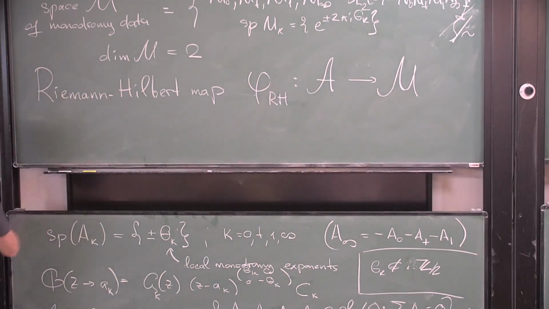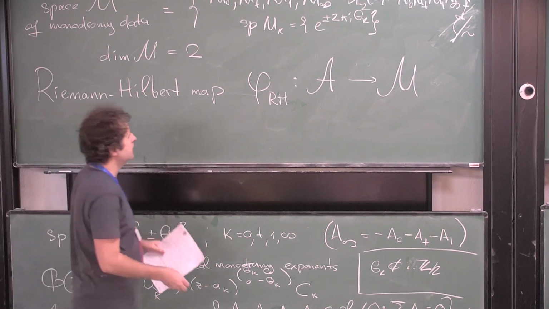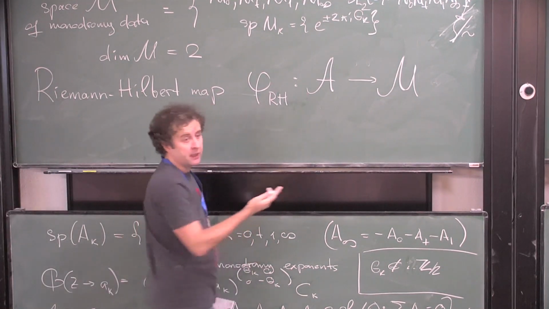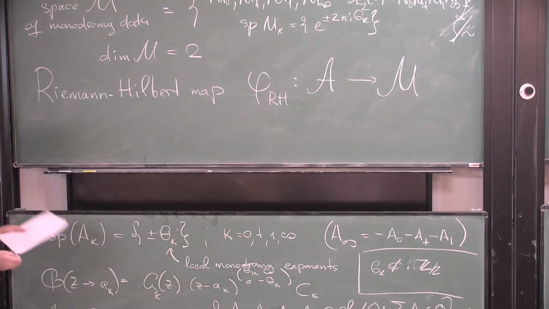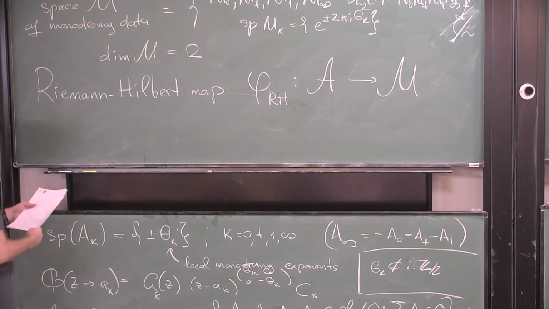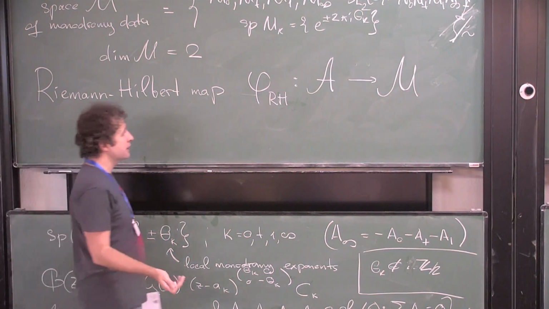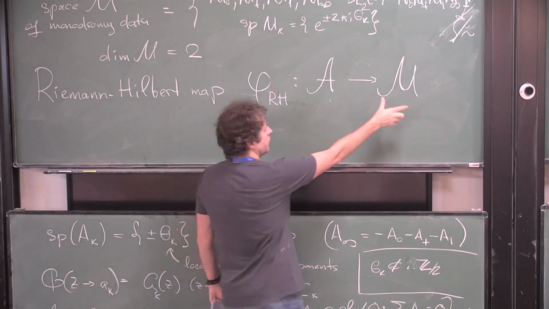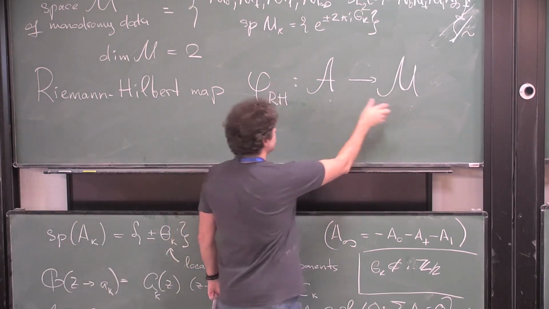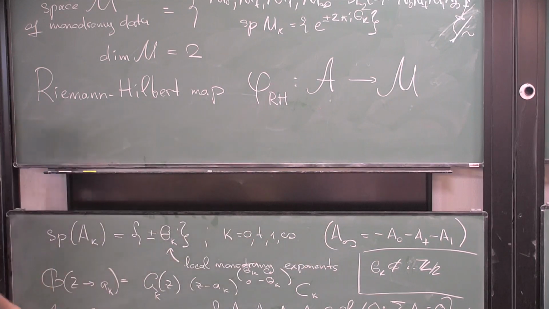And so basically what we are going to be interested in is the explicit description of this Riemann-Hilbert map. Right. And in order to study this explicit description, first of all, I need to introduce some suitable coordinates on these two sides over here. And I will start with monodromy first.